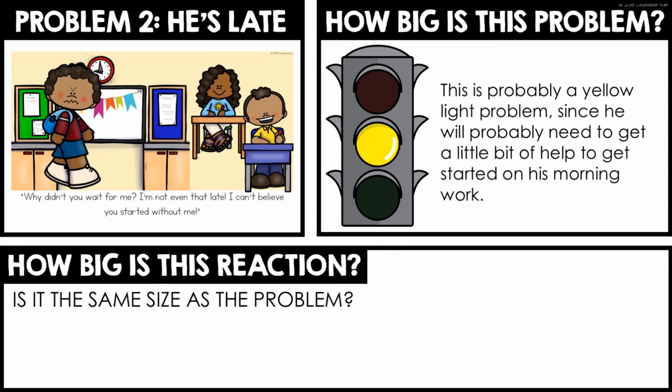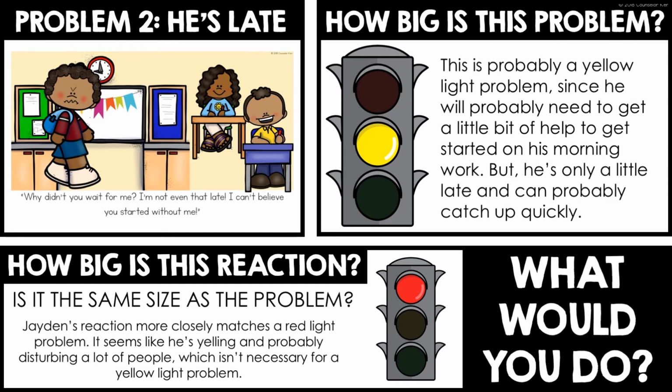And how big do you think Jaden's reaction was? Is it the same size as the problem? Jaden's reaction more closely matches a red light problem. It seems like he's yelling and probably disturbing a lot of people, which isn't necessary for a yellow light problem. What would you do?